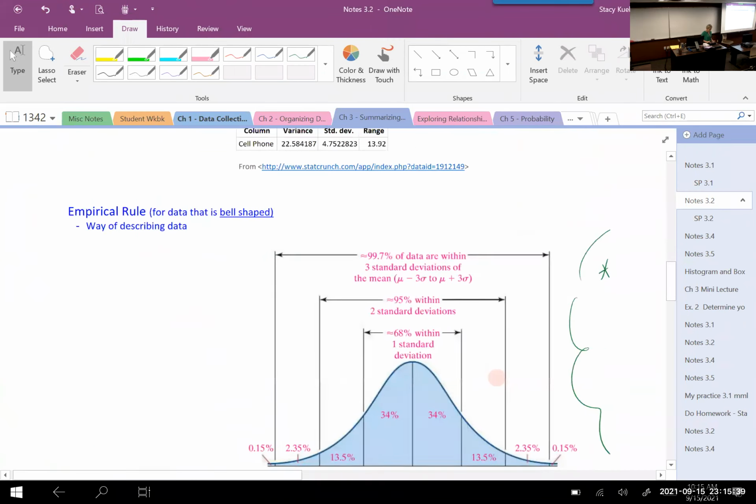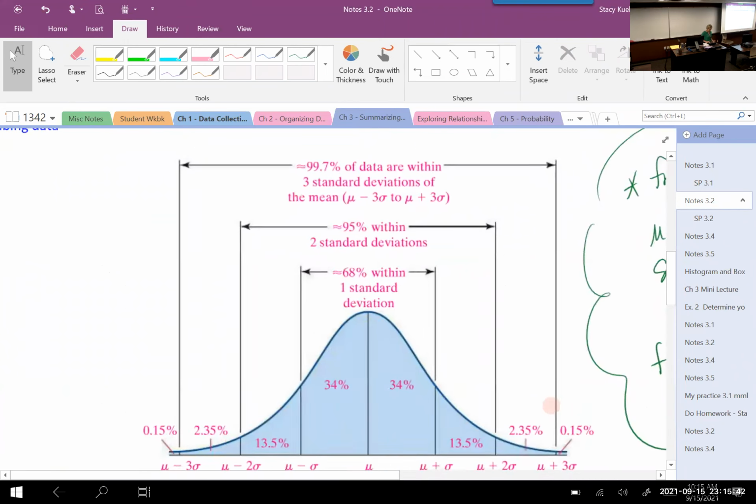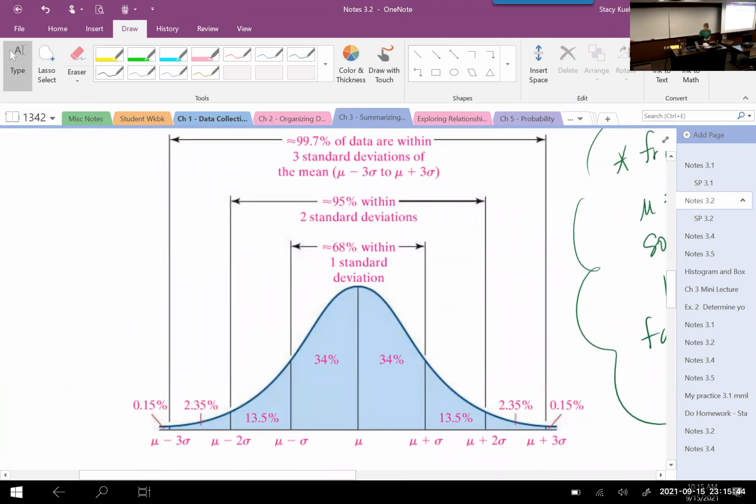Now, what we're going to talk about is the empirical rule. You need to make sure you have this copied down because you will be using this. Maybe you copied it down out of the notes that you read. That would have been a good thing too.